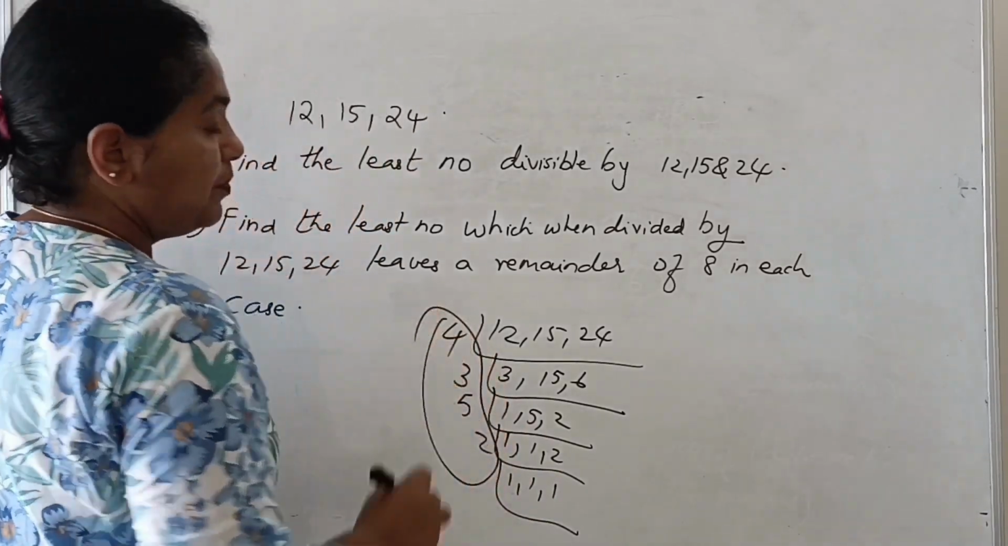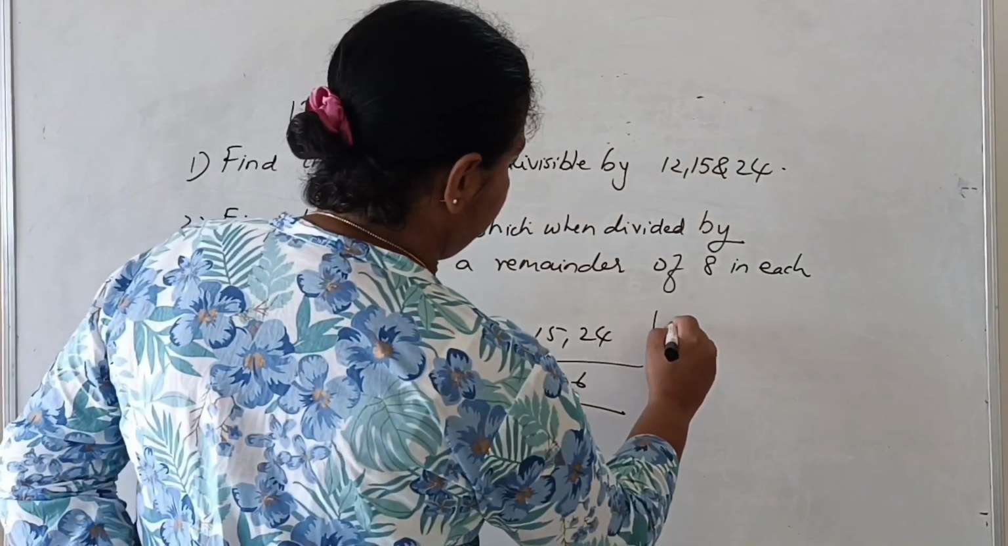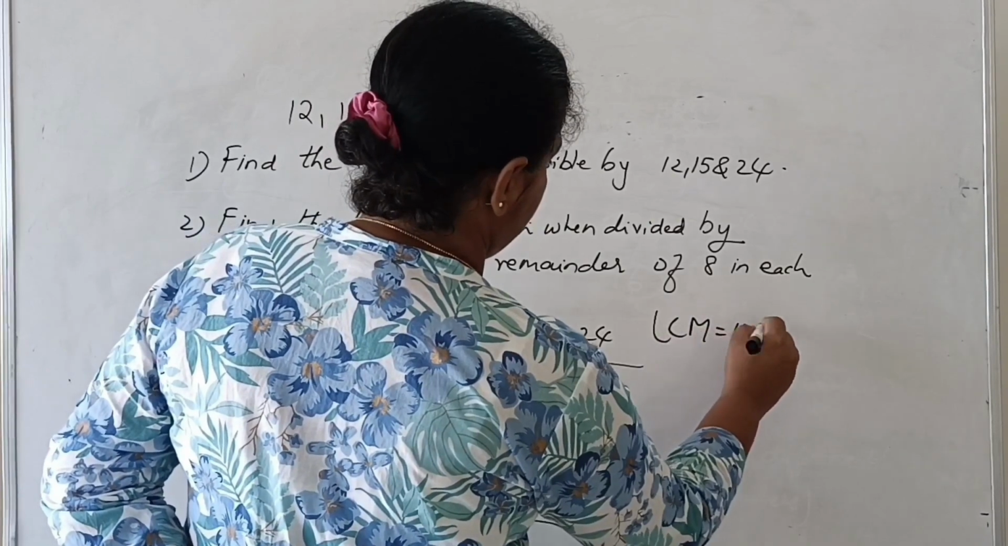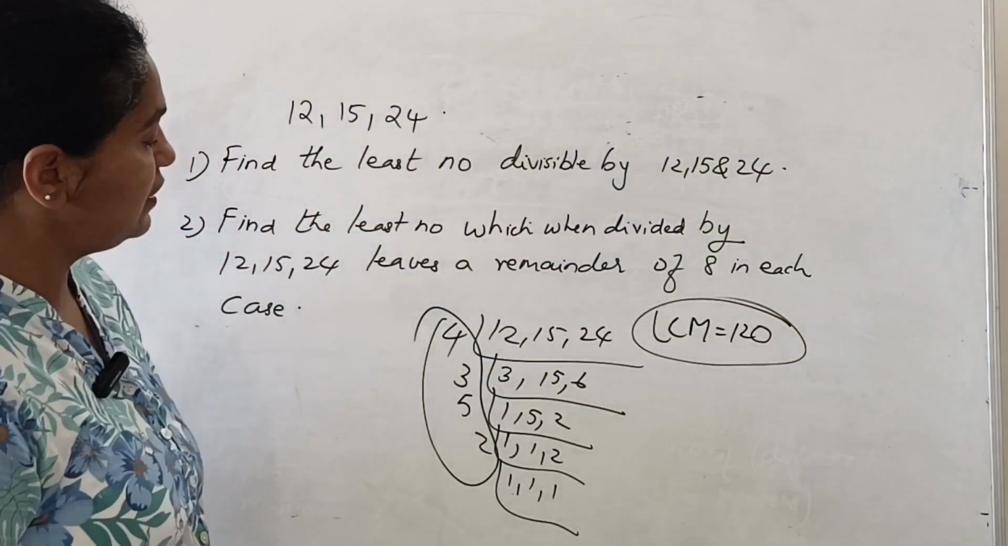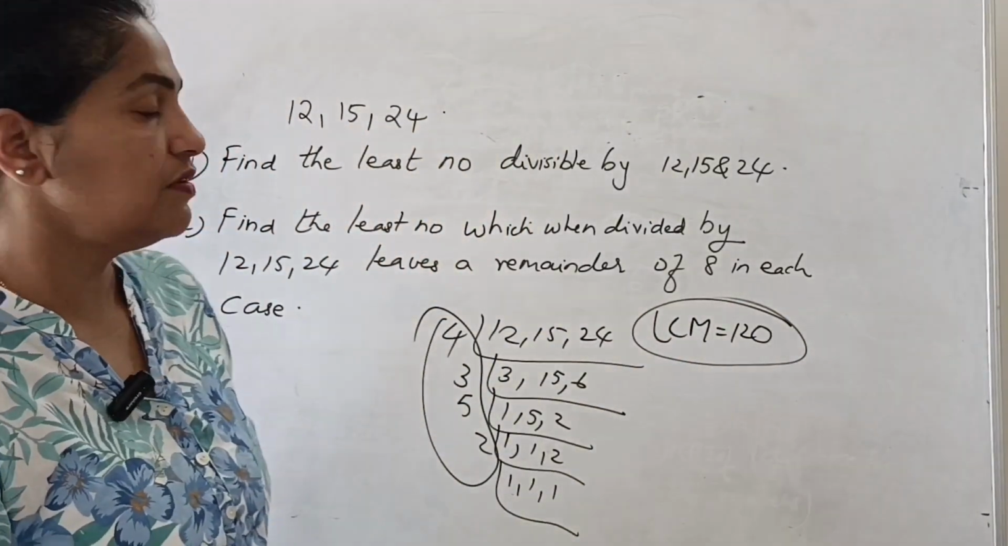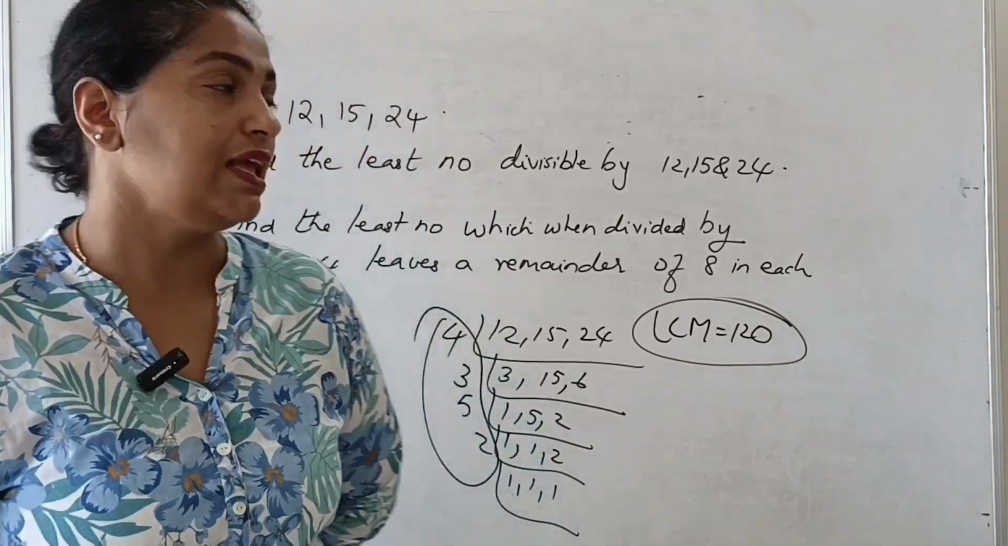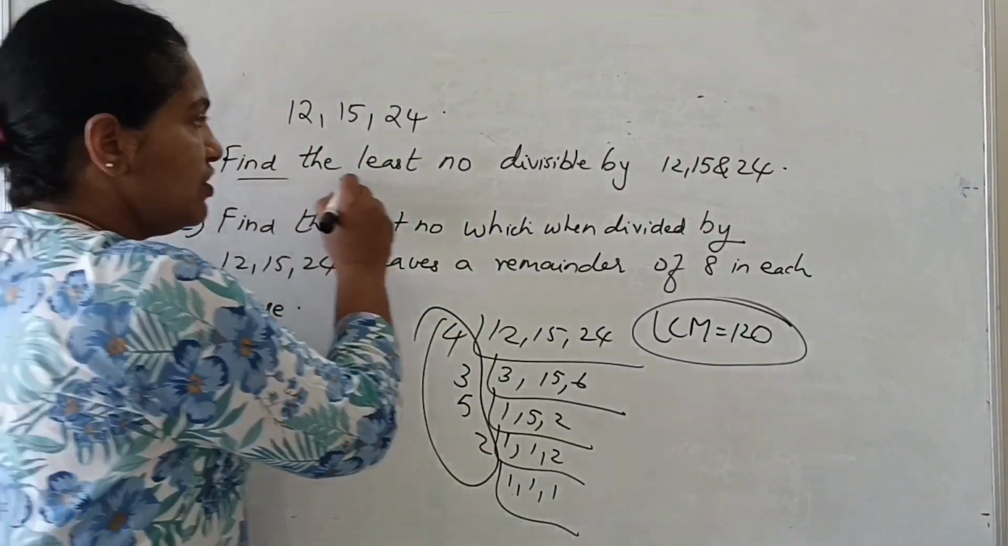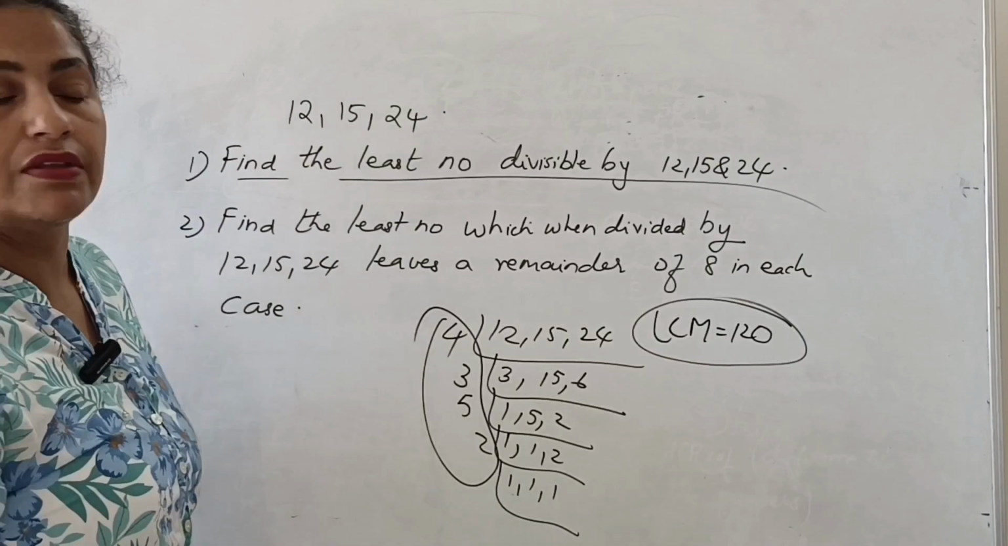So, the product of this will give me the LCM. 4 into 3, 12, 12 5s are 60. 60 into 2, 120. So 120 is the LCM of these three numbers and that is the least number that is divisible by all the three numbers.